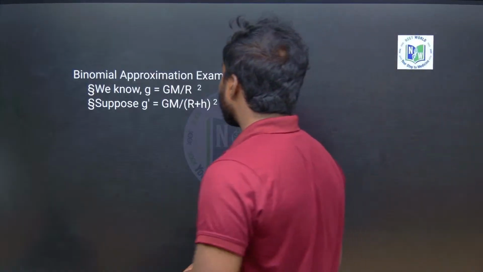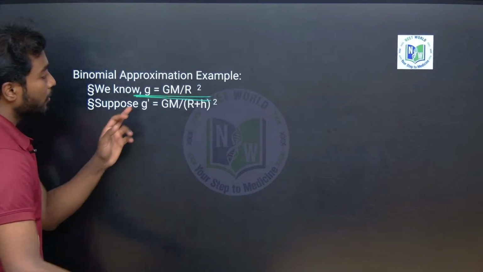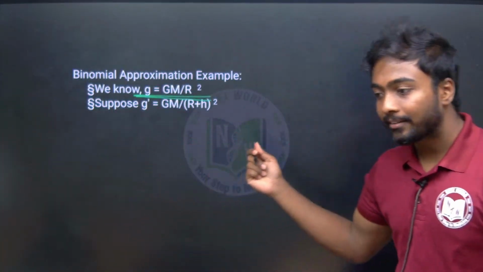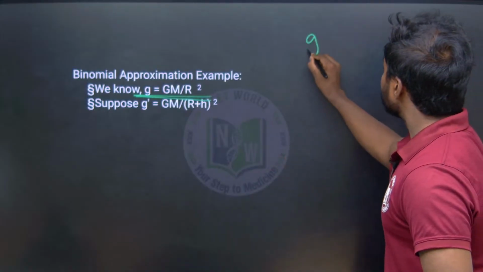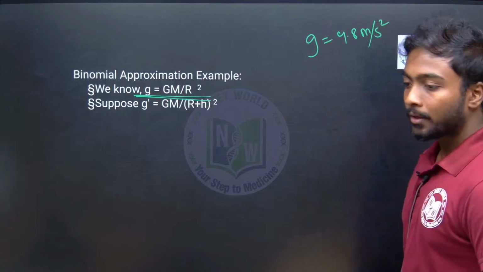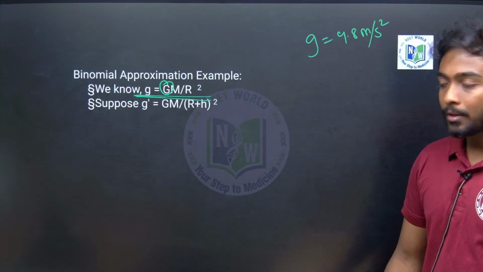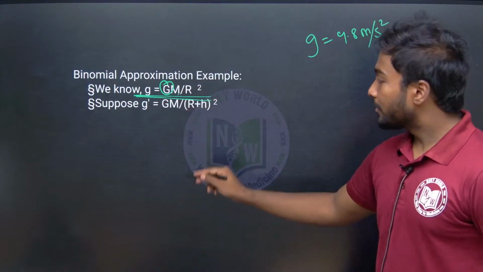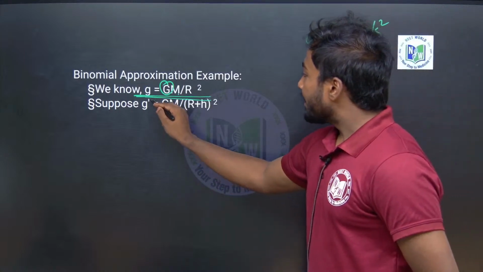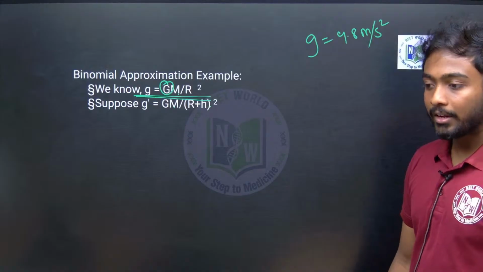See, for example, binomial approximation: g is equal to GM by R square, where g is the gravitational acceleration. Like you know, g is equal to 9.8 meter per second square. Where capital G is the gravitational constant, M is the mass of the earth and R is the radius of the earth. Suppose g dash is equal to GM by (R plus h) whole square is the given equation.